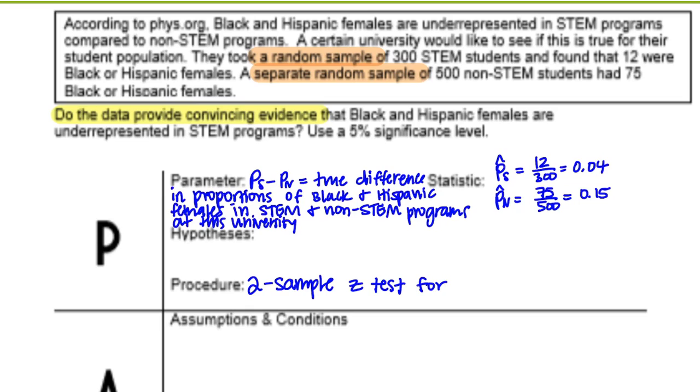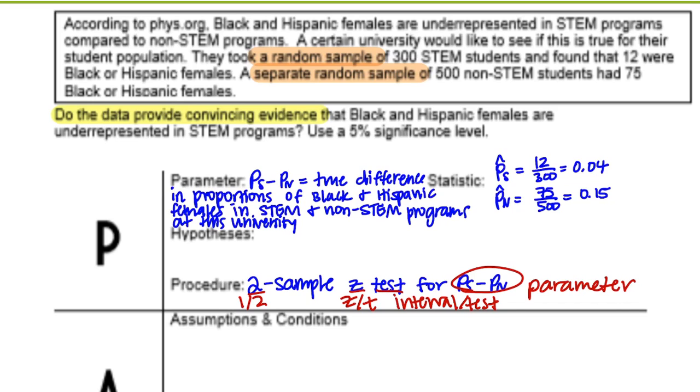Remember, phys.org already told us they were underrepresented, and it's this university that wants to test for their own students, so we have to add at this university. So now that we've decided our parameter is p_S minus p_N, that's where I'll put it here. Remember, the way that we write this is we do 1 or 2. I'm going to put this in red. 1 or 2, Z or T, interval or test, and then parameter. And so that's how I knew to put that there.